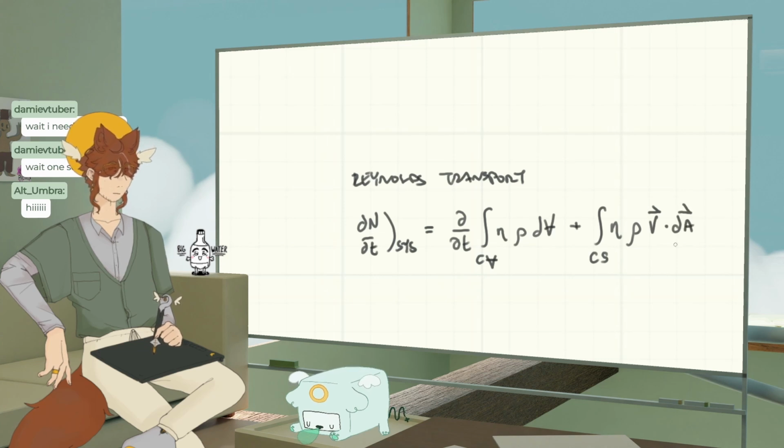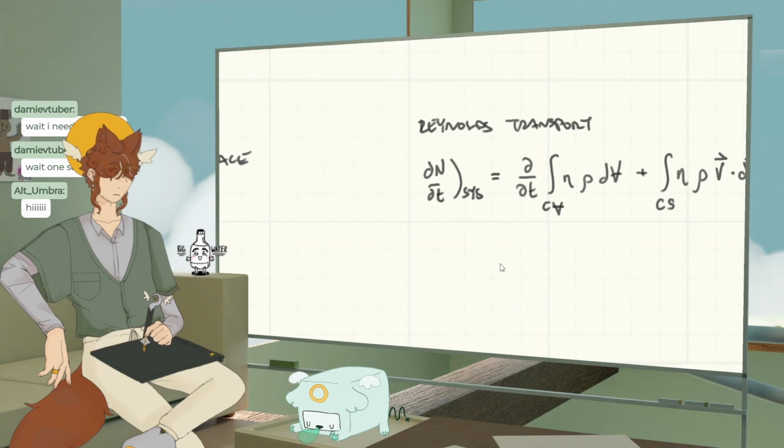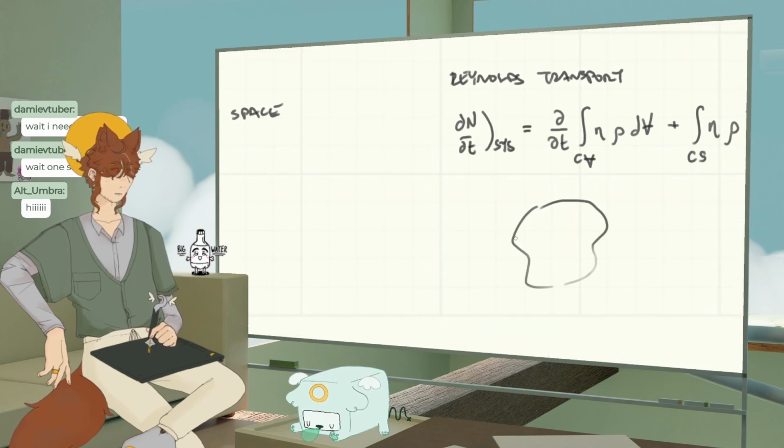And where this comes from is when you have a volume, let's just call it a volume like this, and let's say that in state 1 it's got a bunch of stuff in it, so this is our state 1. Then in state 2, that stuff has moved out of the control volume.